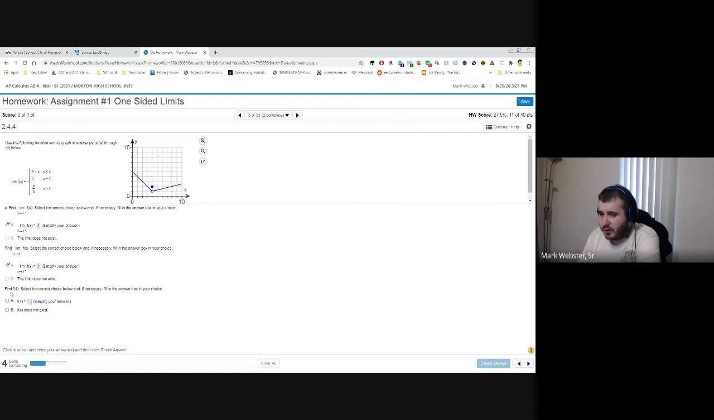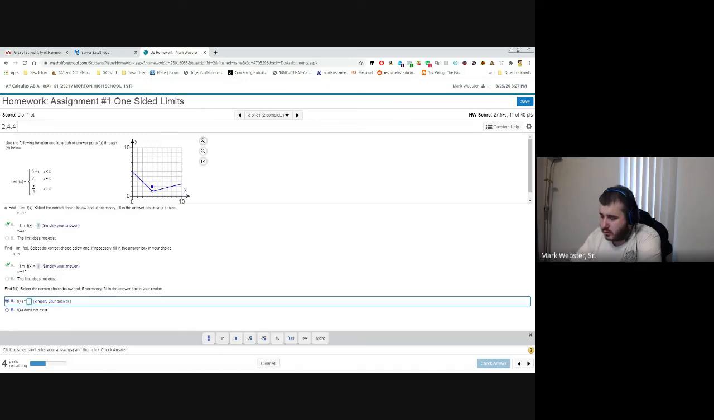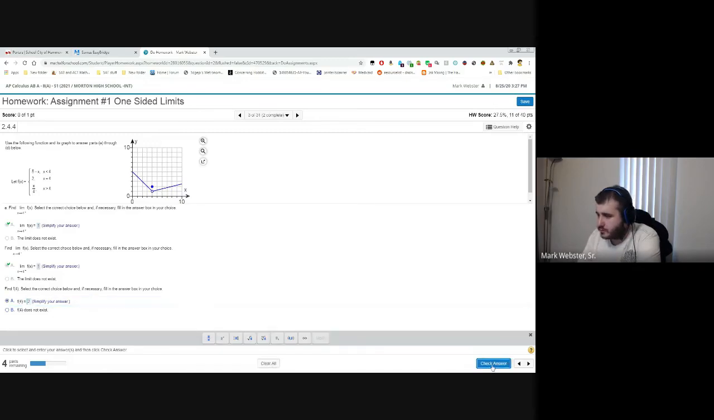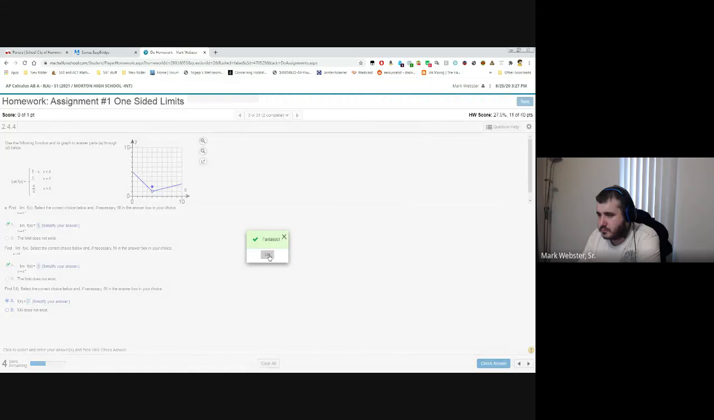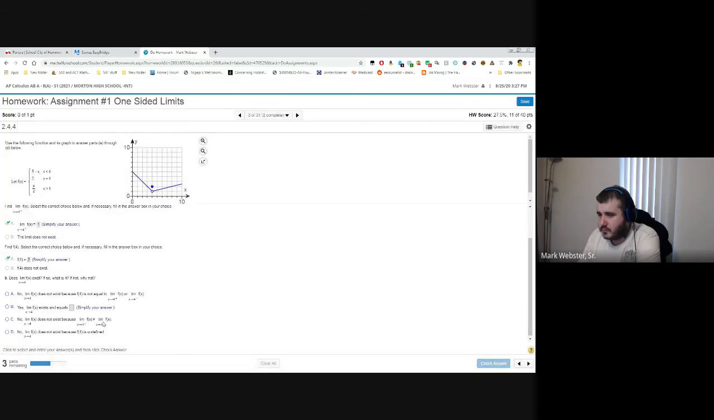Now let's answer this question. It says find f of 4. Find the value of the function at 4. And that's not where the limit is, right? That's up here at 2.